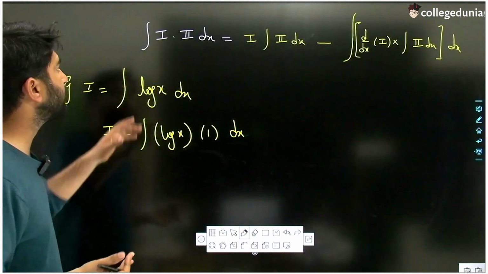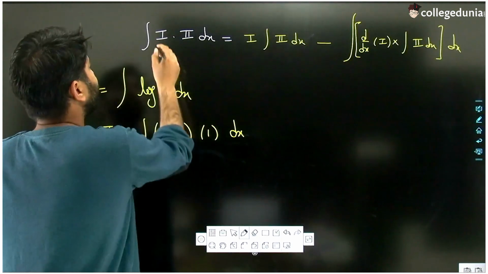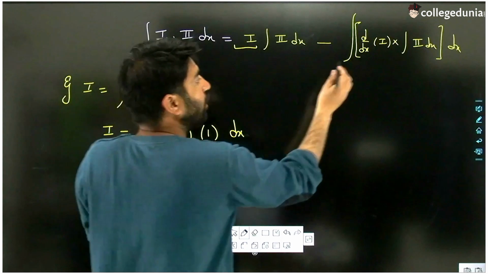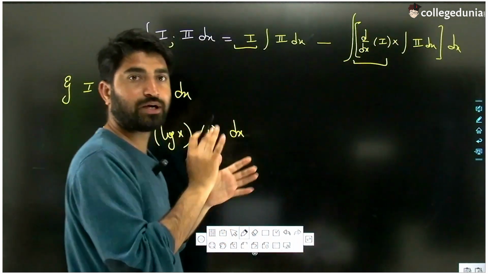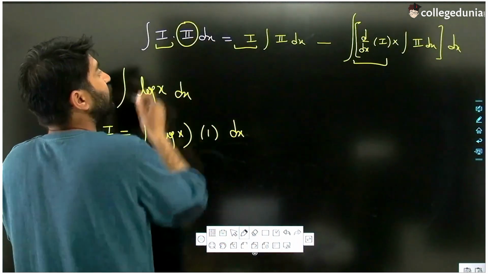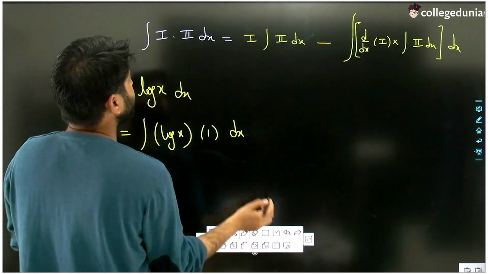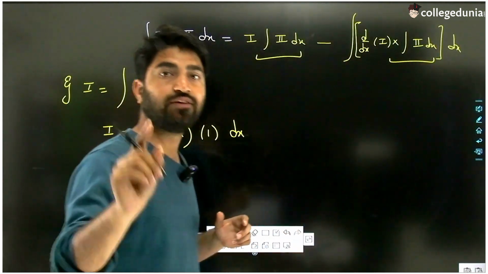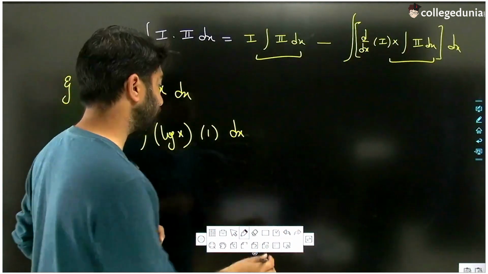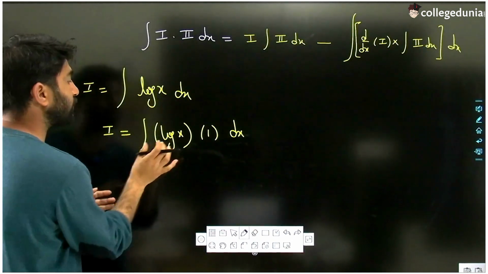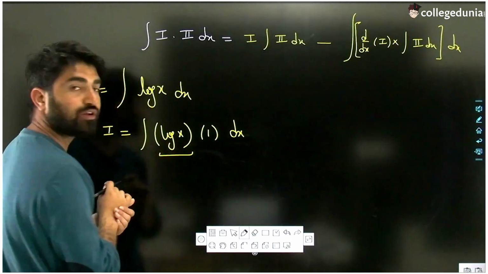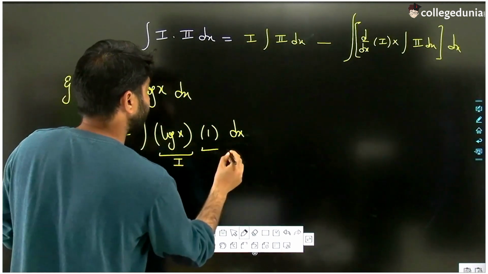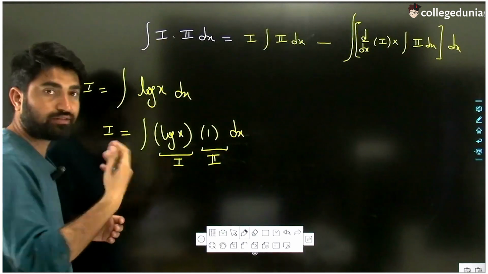According to the by parts rule, the first function is either written as it is or differentiated. But whatever the second function is, the second function is always integrated. We do not know the integration of log, so we cannot take this function as the second function. So log x will be considered as first and 1 will be considered as the second function.